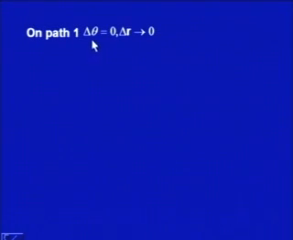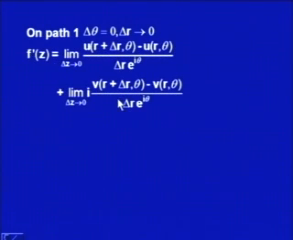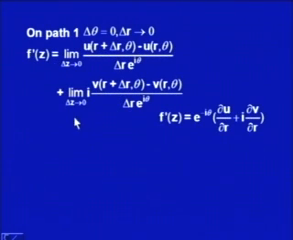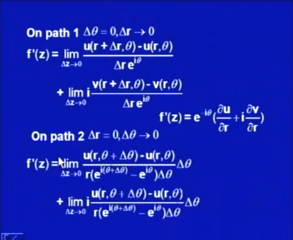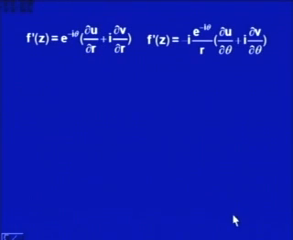On path 1, Δθ is 0 and Δr tends to 0, we get this expression, and from here we can easily see that f'(z) comes out to be e^{-iθ}(∂u/∂r + i ∂v/∂r). Similarly, on path 2, Δr is equal to 0 and Δθ tends to 0, and we simplify the expression in this form, and from here we get f'(z) as this.